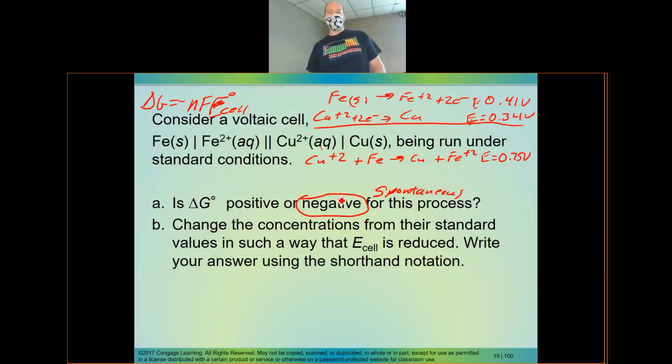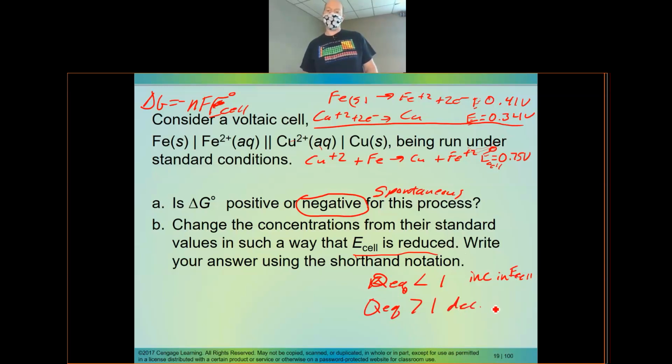All right, so now it says to change the concentrations. Again, when you're doing your E naught cell from table 19.1, that again is when your concentration of iron is 1 molar, your concentration of copper plus 2 is 1. All right, and now it's going to be change the concentrations from their standard values, which is 1 molar, in such a way that your E cell is reduced. So we want a lower voltage, all right? So remember when our Q, when it was less than 1, as we had last time, 1 times 10 to the minus 4, we got an increase in our E cell. All right, so this time our Q is got to be greater than 1, and then we will get a decrease in our E cell.